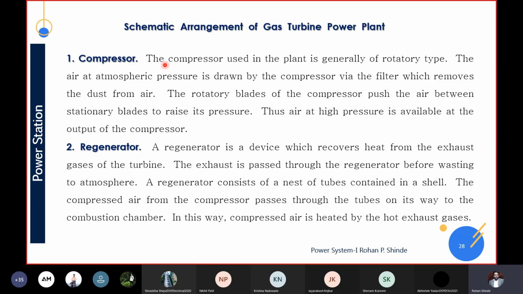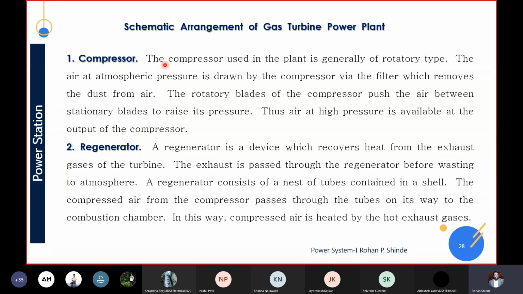So a regenerator is a device which recovers heat from the exhaust gases of the turbine. Okay, now see here, regenerator is there. I have told you that when the gases pass towards the turbine, due to their heat the turbine starts rotating. After the reaction of these gases with the turbine, these gases will be moved towards the exhaust system.